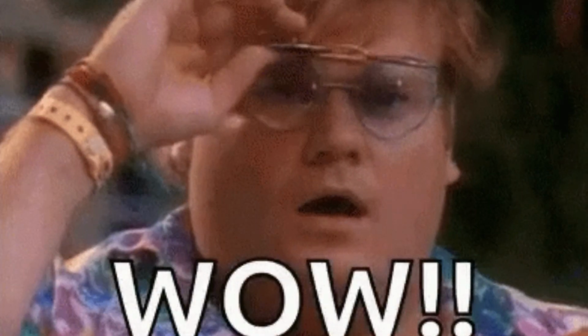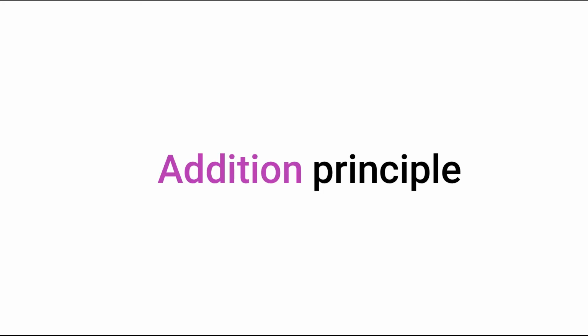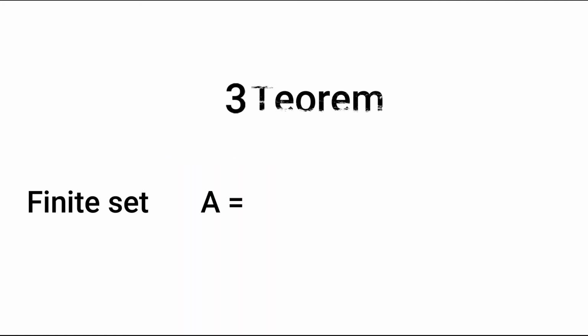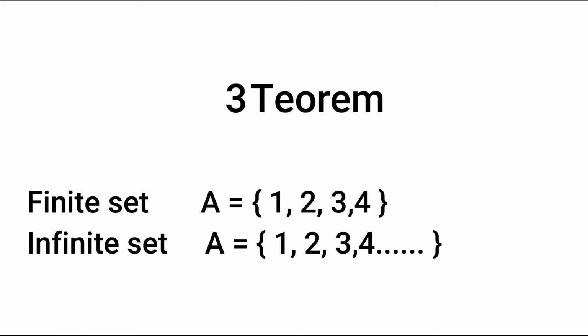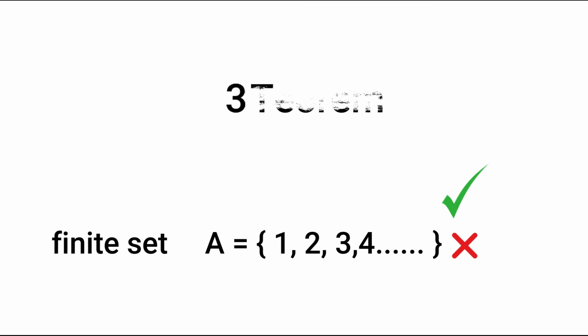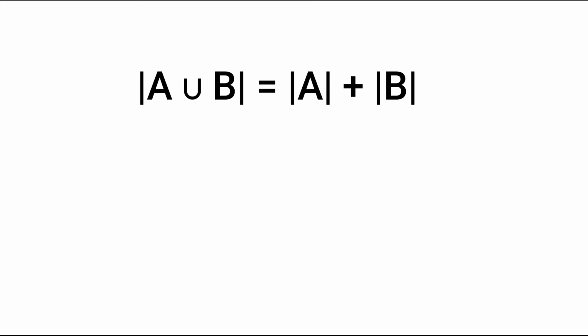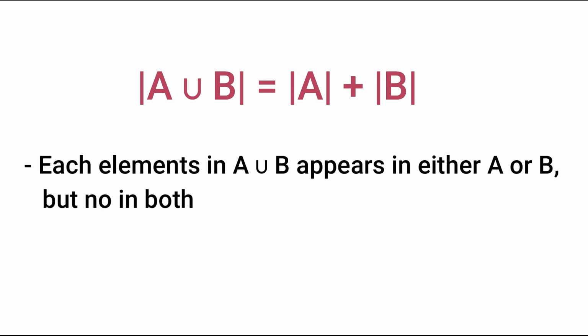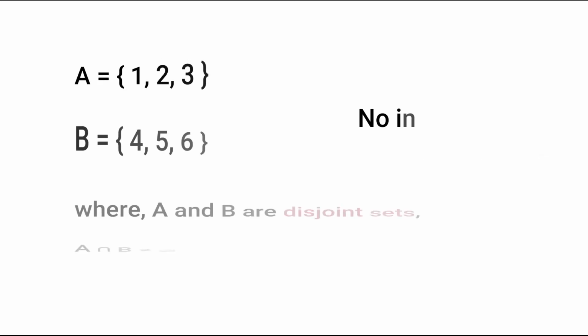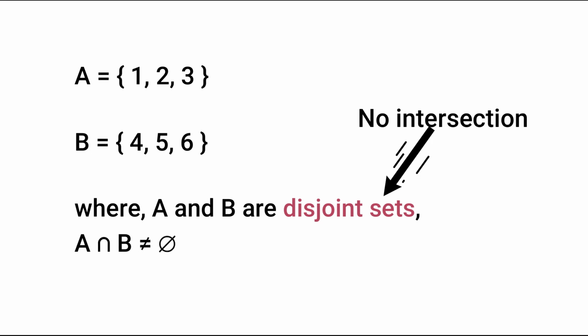Stay focused. Now we are at the last part of our subtopic of sets. So this is the addition principle. In this addition principle, there are three theorems that can be applied to finite sets. That means we cannot apply these theorems on infinite sets. For the first theorem, the size of A union B equals the size of A plus the size of B. This theorem can be applied if each element in A union B appears in either set A or set B but not in both. For example, set A with elements 1, 2, 3 and set B with elements 4, 5, 6, where set A and set B are disjoint sets.